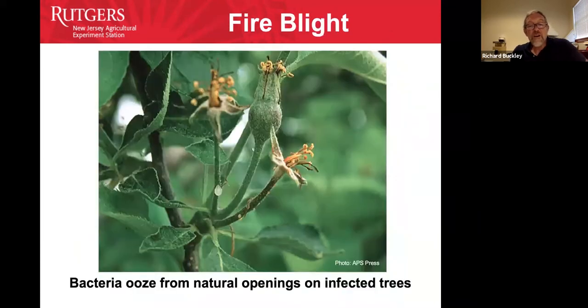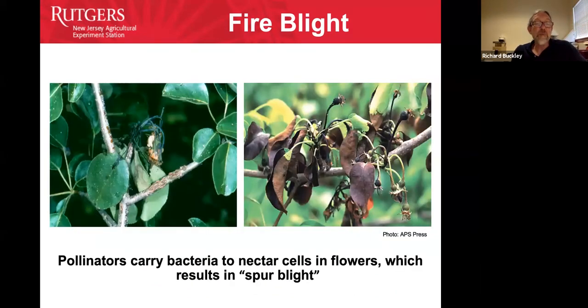Here's an atypical bacteria, something we see a ton of in New Jersey, where the bacteria survives in the plants: Erwinia, that causes fire blight. In the spring, it oozes out of the lenticels, and that sugar slime is attractive to pollinators. They come get a little bit to eat. They get bacterial cells on their body. They go do their job as a pollinator, and infect the nectar cells.